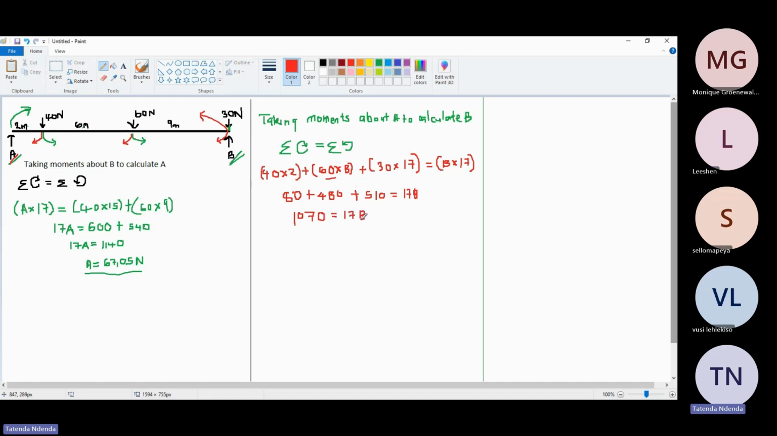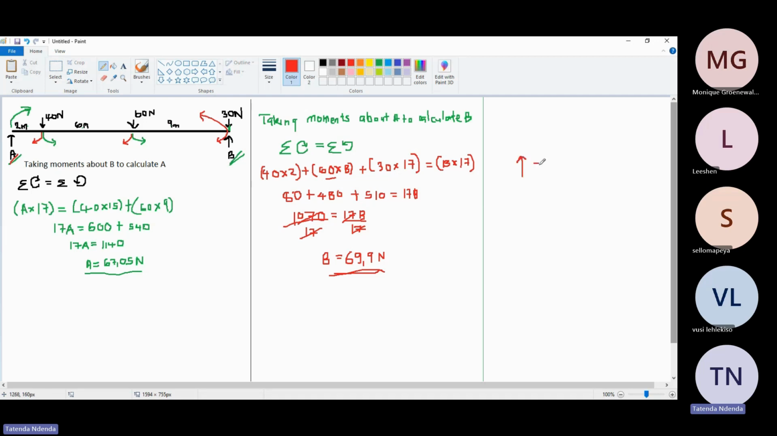So we divide everything by 17. This one cancels here, and this one cancels here. So our B is equivalent to how much? 62.9 newtons. Like this.